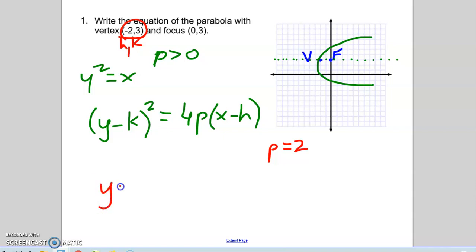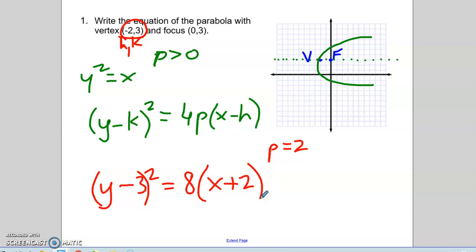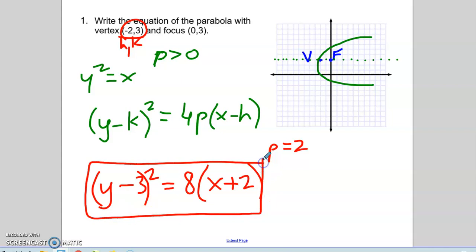So (y minus 3) squared is equal to 4, and I know p is 2. That's the distance from the vertex to the focus. So this is 8, 4 times 2 is 8. And then this is x minus -2, so this becomes x plus 2. So that is the equation for this parabola. So we went through 1, 2, 3: decide which type of parabola it is, then find the vertex, then find your p-value either through the directrix or the focus, and write your equation.